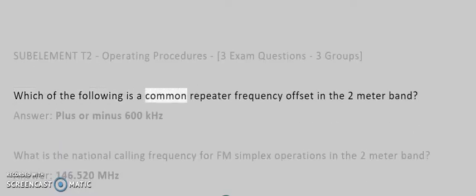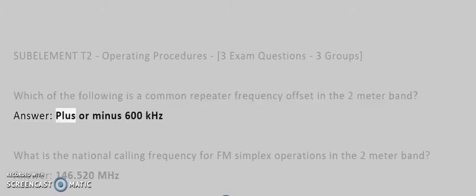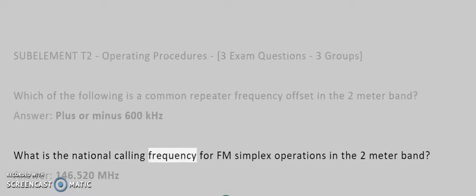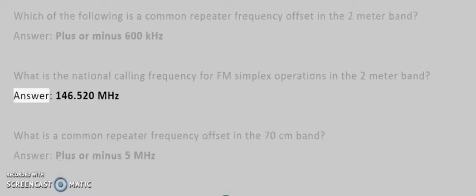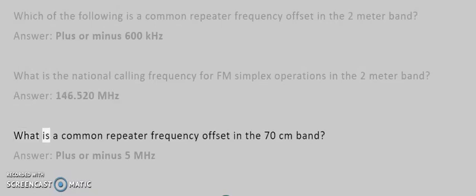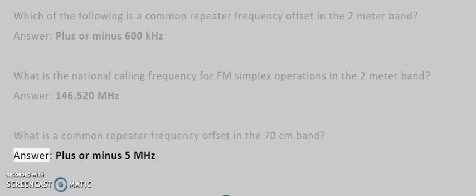Which of the following is a common repeater frequency offset in the 2-meter band? Answer, plus or minus 600 kHz. What is the national calling frequency for FM simplex operations in the 2-meter band? Answer, 146.520 MHz. What is a common repeater frequency offset in the 70 cm band? Answer, plus or minus 5 MHz.